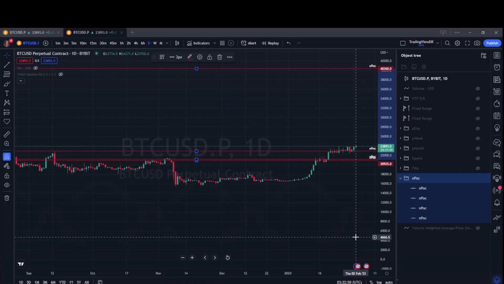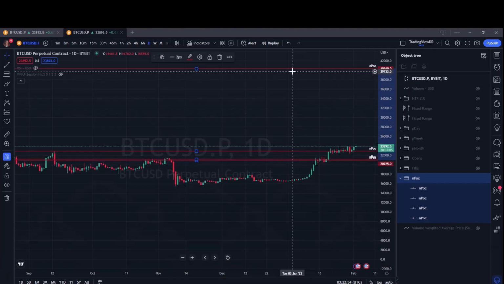So here you can see I've marked NPOCs below price and above price, and I've put them into their folder in TradingView. You can see there's one right up at 40,000 here, but those are the only NPOCs that are significant for me at the moment.